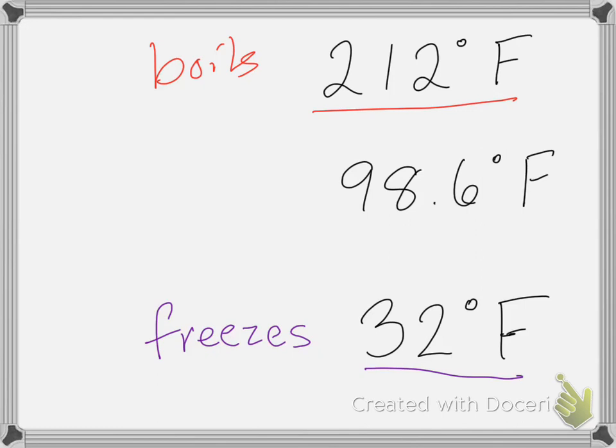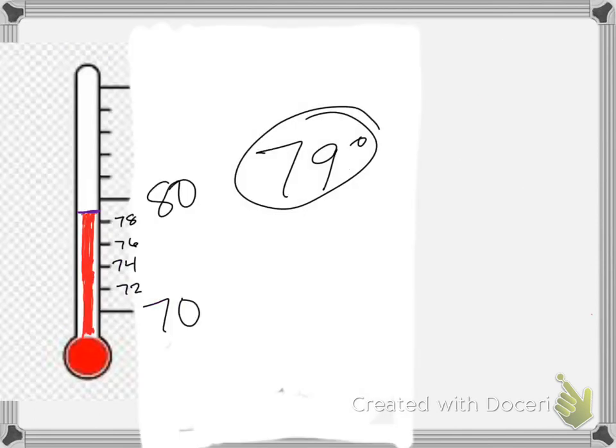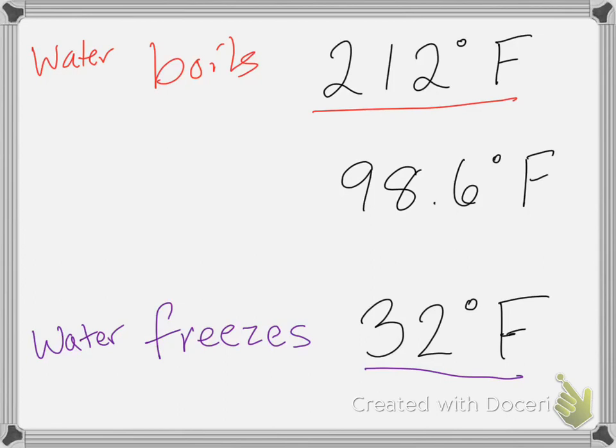Okay, and specifically when water freezes and water boils. Okay, so on this thermometer over here, could I show the temperature where water boils or freezes? No, I couldn't, because it doesn't go high enough and it doesn't go low enough. Okay, so you have to have a thermometer that goes up high enough to see that.